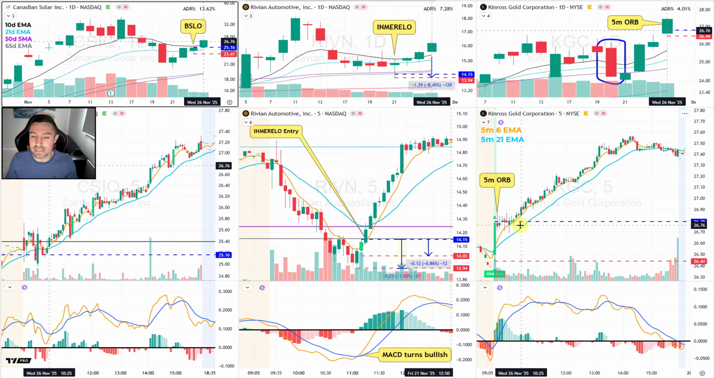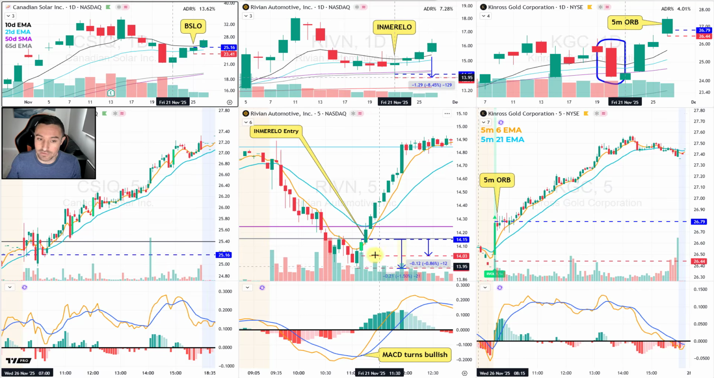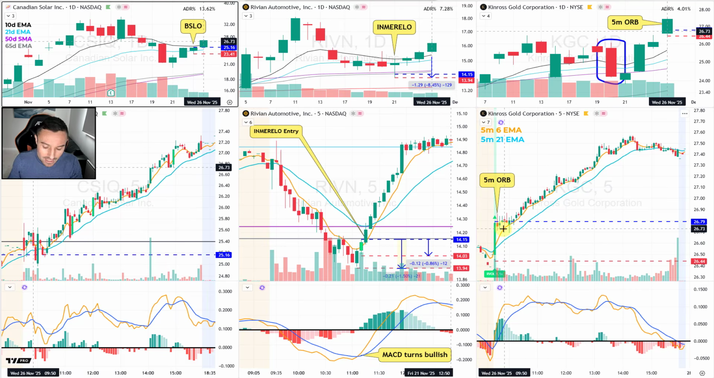Let's go through ORBs. Okay, so I wrote an indicator on TradingView to help highlight better ORB potential opportunities. So you can see I've done it with the Immorello, and I've done it here with the ORB. They're free to use. The source code is open source as well. Did I say that right? The code is open source. There you go. So 5-minute ORBs.